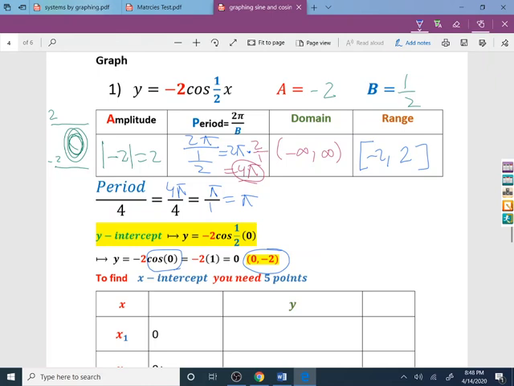Now we have the amplitude, which is 2. Remember to take the absolute value. The period, which is 2 pi over 1/2, which is 2 pi over 1, and the domain, and the range, and the y-intercept, and this to simplify it. You have to memorize the table. Please guys, memorize the table. That will help you a lot.